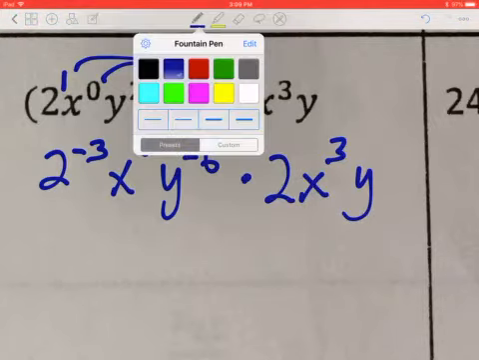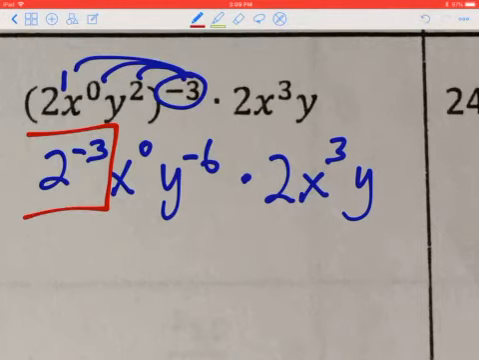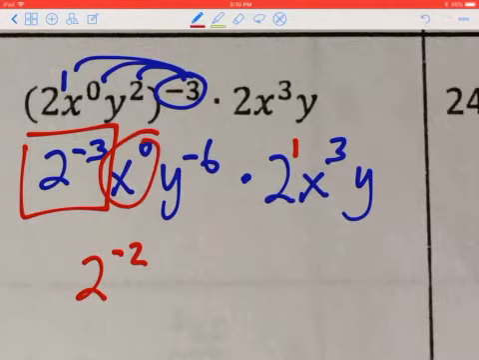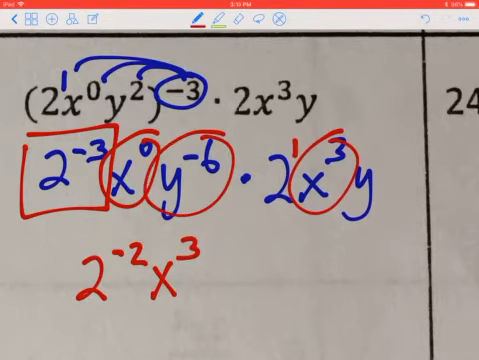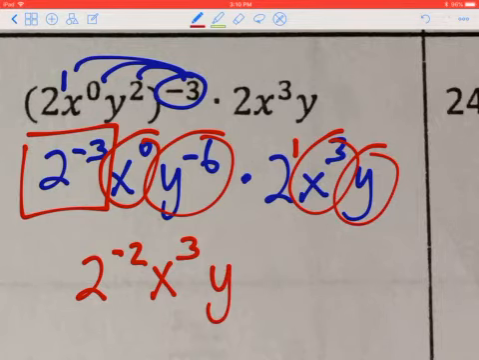2x to the 3 y. So then we take care of the numbers next. So remember, this has an exponent of 1. So that's 2 to the negative 2. That is x to the 3. And this is y to the negative 5.